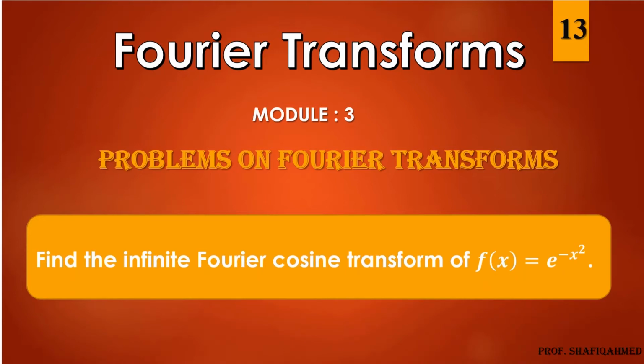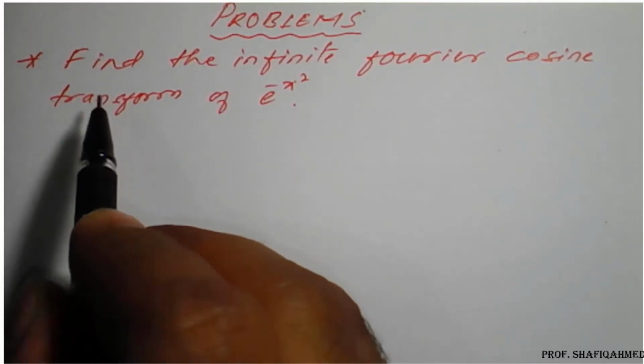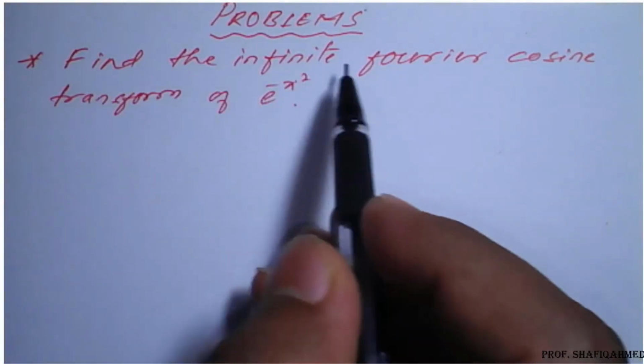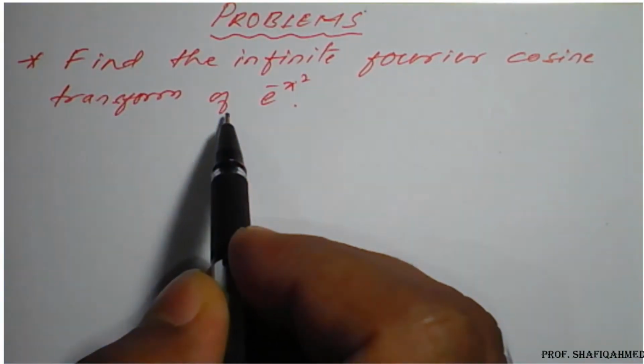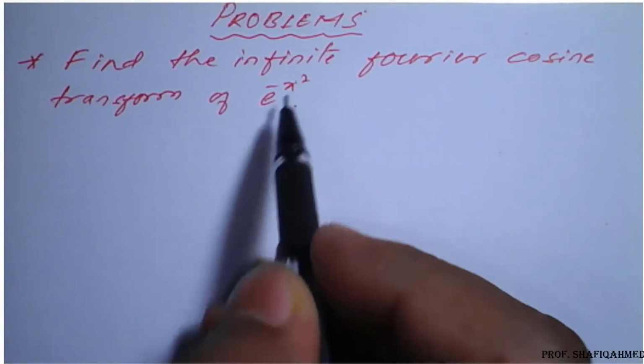In today's class, we will see the problems on Fourier transform. The problem is: find the infinite Fourier cosine transform of f of x is equal to e raised to minus x square. The solution of this problem we will see now. The problem is find the infinite Fourier cosine transform of e raised to minus x square.